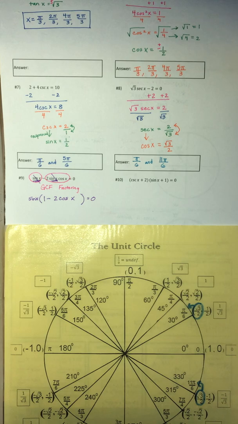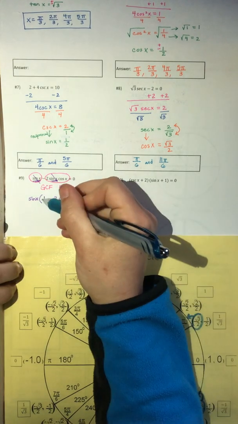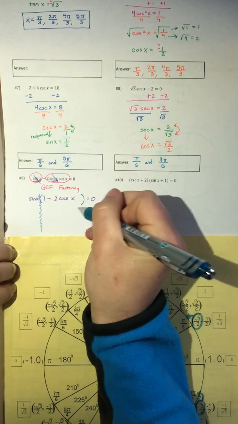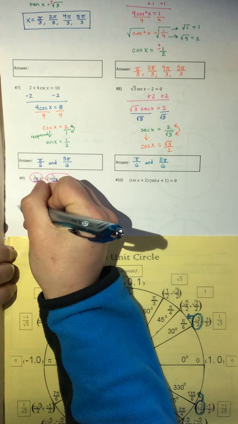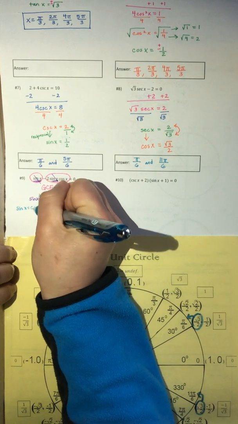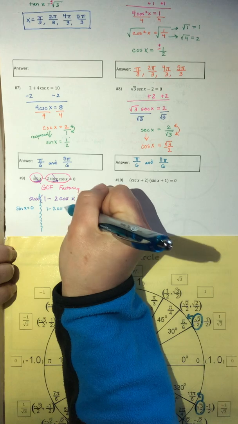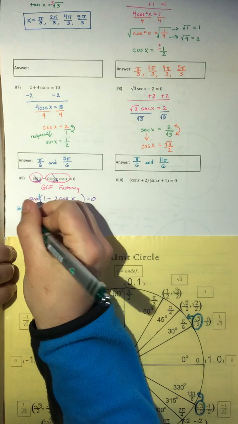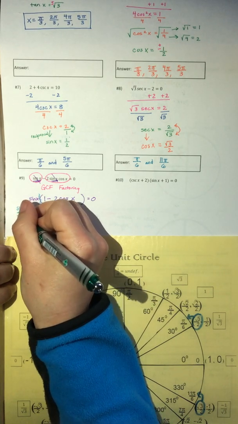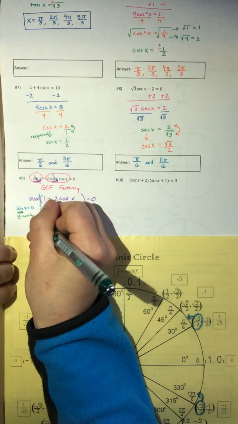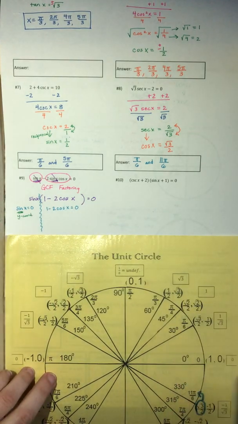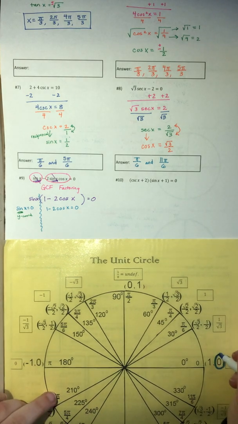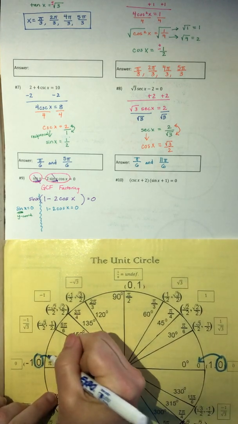Now when you have 2 things that are multiplied and they're equal to 0, that means that we can use the zero product property to split it up and have each part equal to 0. So this means that sine x is going to be equal to 0 and 1 minus 2 cosine x equals 0. So for this first one, sine is my y coordinate. Where does the y coordinate equal 0? That's at 0 and pi.